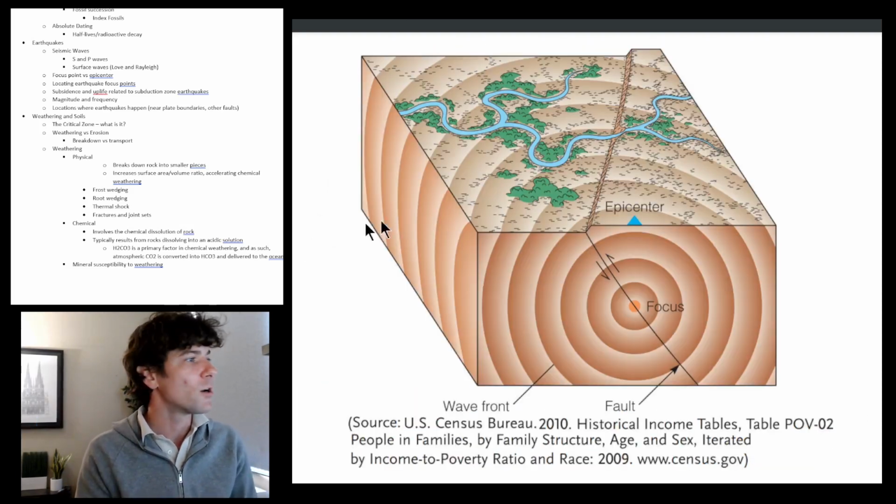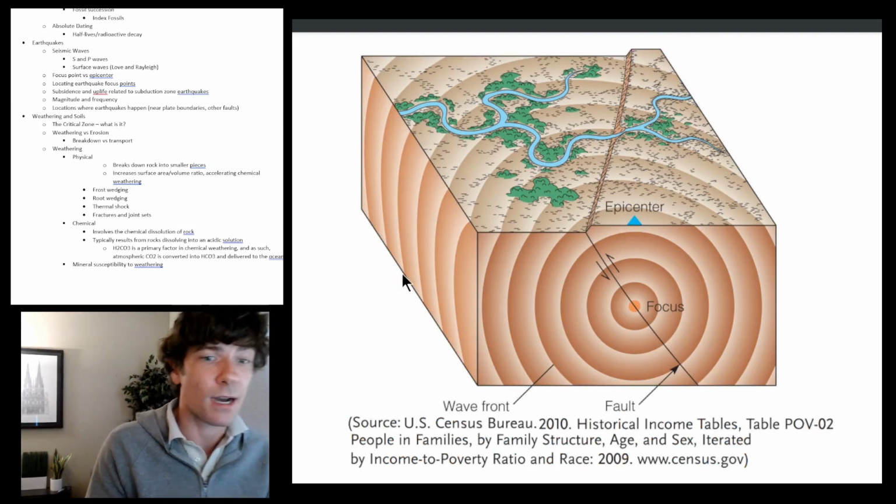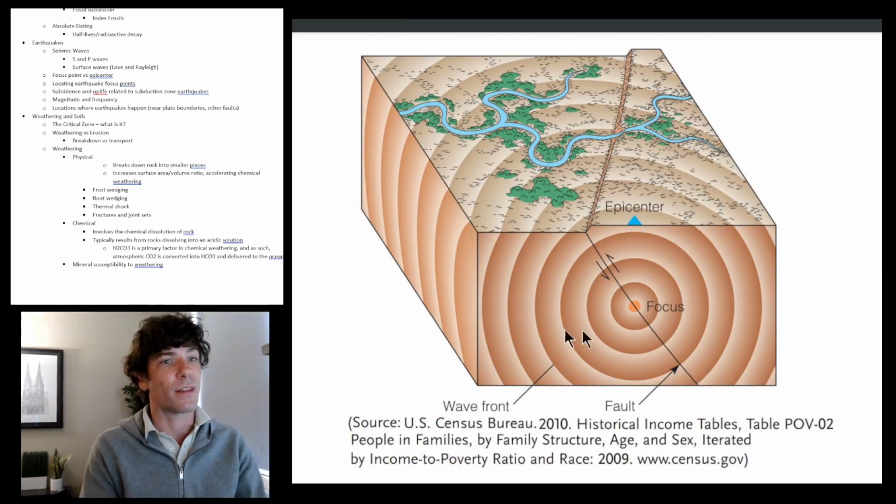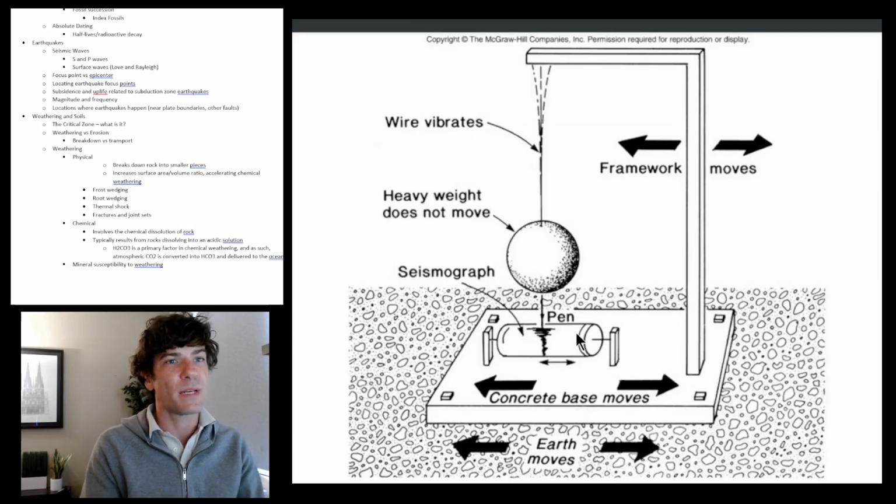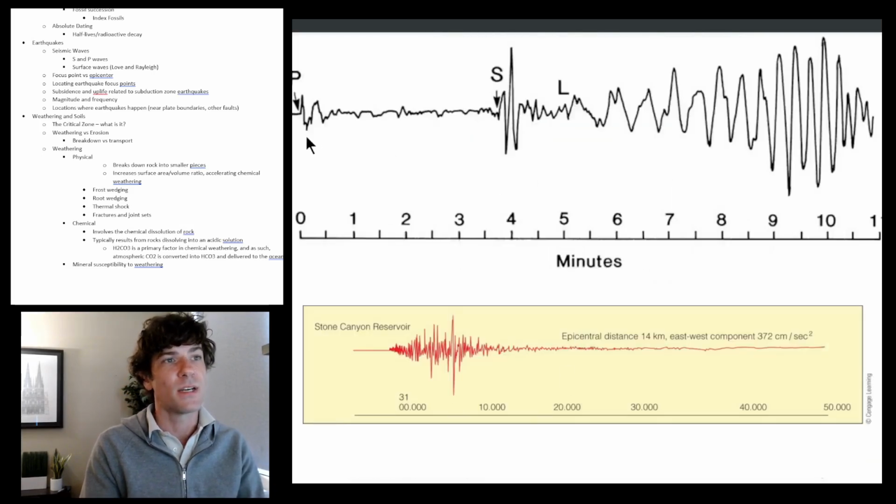Okay, so we talked about how we can use these different waves to calculate the focus point and the epicenter of an earthquake. We can do that because they arrive at different times. The pressure wave or the primary wave travels faster than the shear wave or the secondary wave. And so if we have a single seismogram or seismograph, it'll produce a seismogram like this. The P wave will arrive, sometime later the S wave, and then the surface waves will arrive after that.